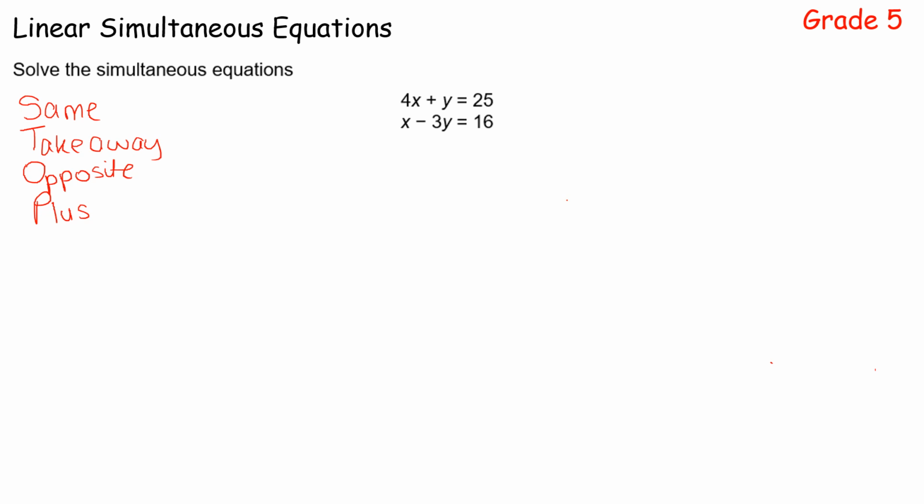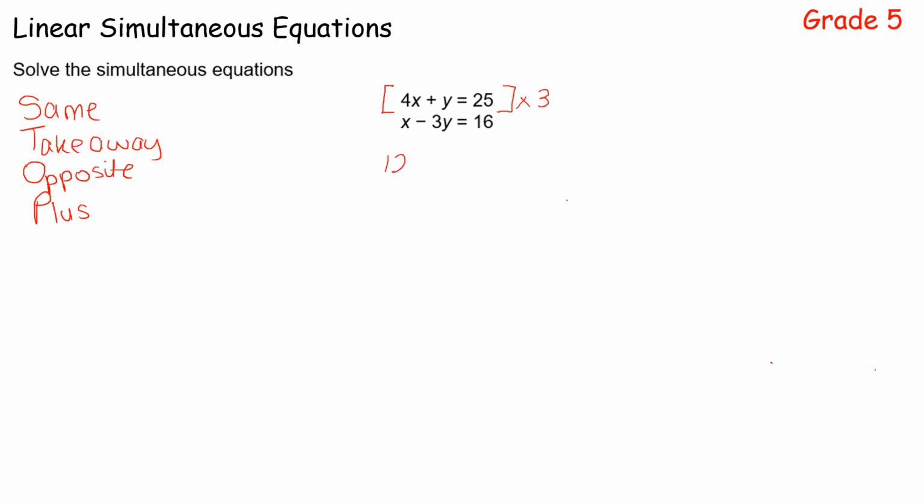So I'm always going to eliminate my y terms first. So I need to make sure that the coefficient, that's the number in front of the y, is the same. And as you can see, they are not. The coefficient of the y here is 1, and the coefficient here is -3. Don't be worried about the signs, just focus on the numbers. So in order to make them the same, I'm going to multiply that whole first equation by 3.